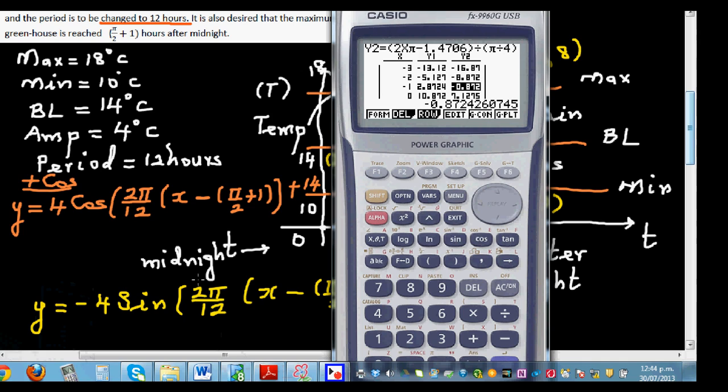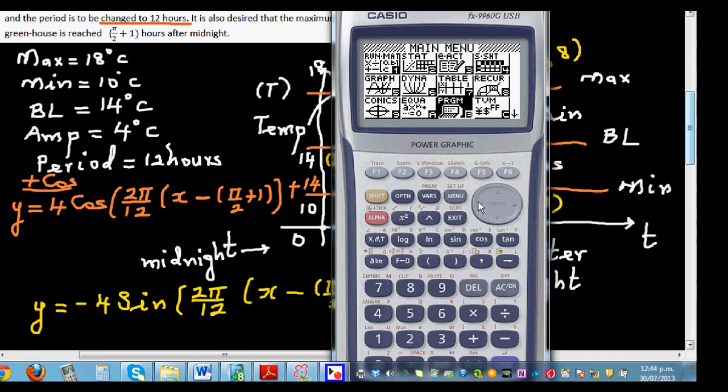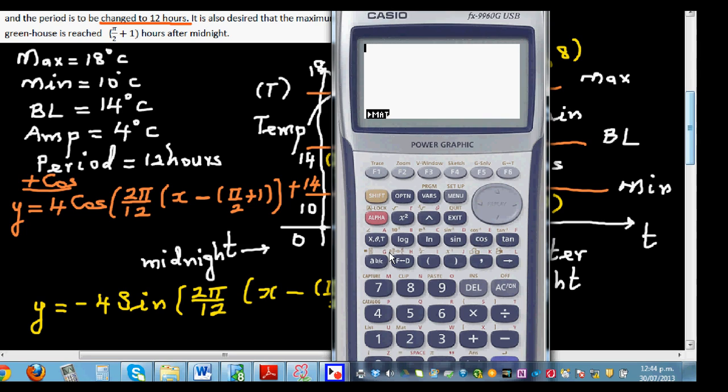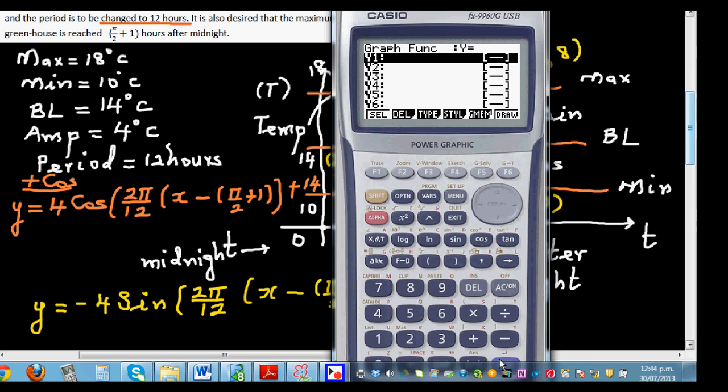So let me show this on a calculator. Let's go to graph and type in. First let me save 2 pi divided by 12 as a letter, alpha A. So instead of typing 2 pi by 12, you can enter A. Go to graph and type in 4 cos bracket alpha A, close the bracket, x minus, bracket, pi by 2 plus 1, two brackets, plus 14.